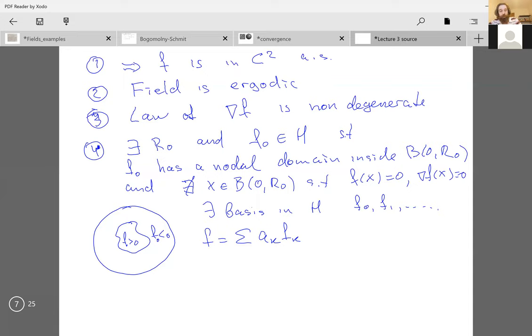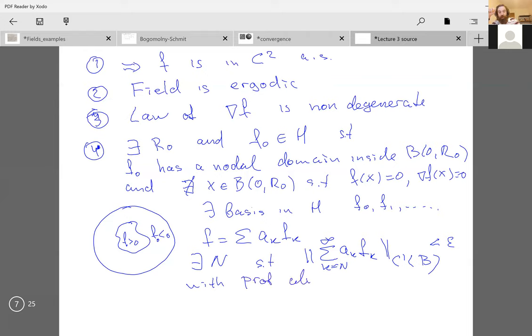And then, in particular, the idea is this. There is positive probability, so there is N such that the norm of the sum of A_k F_k, where k is from N to infinity, and now this is like, say, the C1 norm in this ball, is less than epsilon, with probability almost one. So we have this convergent series, so its tail is very, very small with very, very large probability.